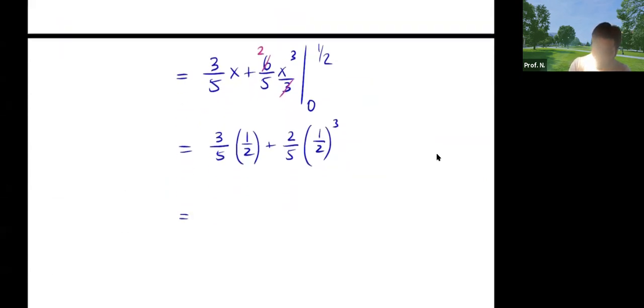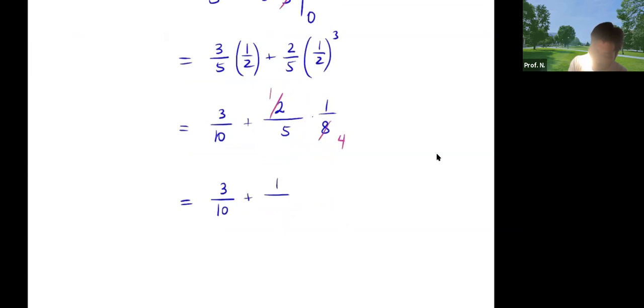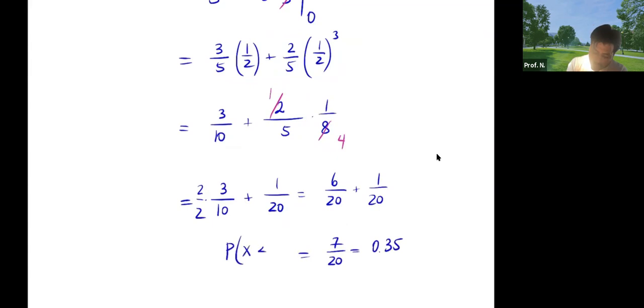And then we just integrate. This just becomes an integration problem. We know that if we plug in 0, we get 0, so we don't have to worry about the 0. The 3 here becomes a 2, so this becomes 3/5 times a half plus 2/5 times a half cubed. This is 3 over 10 plus 2 over 5 times 1/8. But the 2 here becomes a 1 because you cancel. And so you're left with 3/10 plus 1/20. Multiply by 2, I get 6/20 plus 1/20, which is 7/20, which would be 0.35. So that's the probability that my x is less than a half.